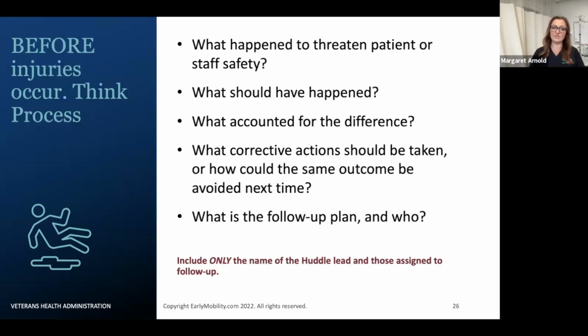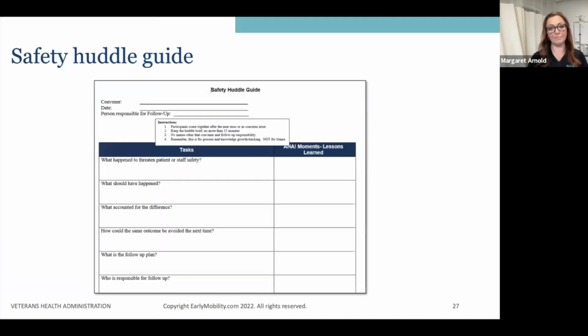So before injuries occur, think process. What happened to threaten the patient or staff safety? What should have happened? What accounted for the difference? What corrective actions should be taken so that the same outcome could be avoided, or the same near miss can be avoided the next time? What's the follow-up plan, and who is going to be responsible? Remember that everybody, nobody, somebody, anybody. Delegate, be specific, and follow up.